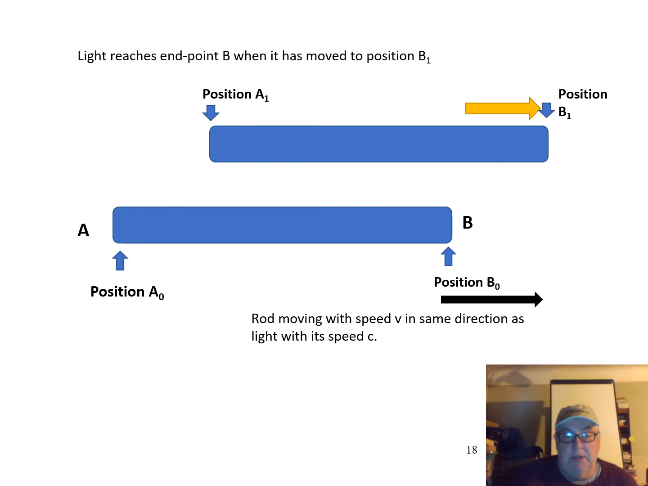Light reaches endpoint B when the rod has moved to position B subscript 1. So the light has moved from A subscript 0 to B subscript 1.